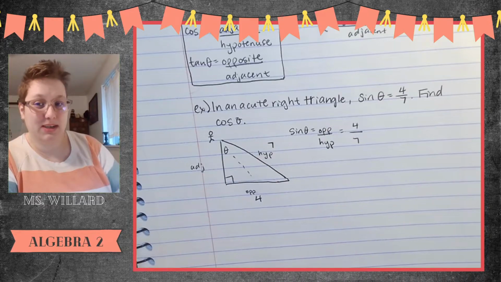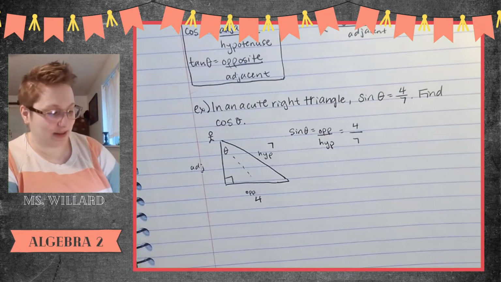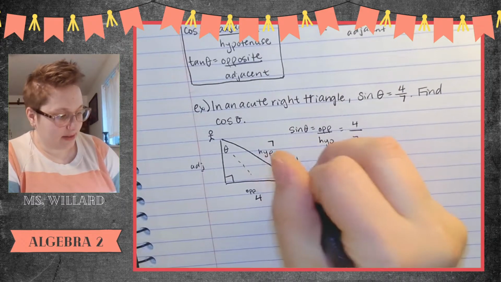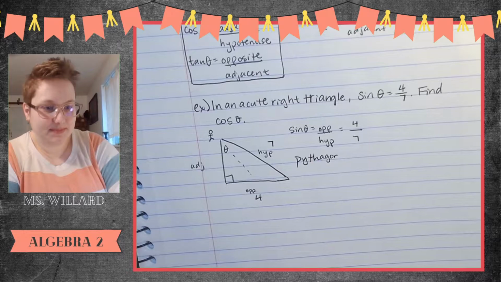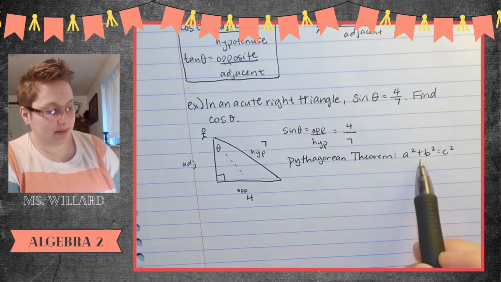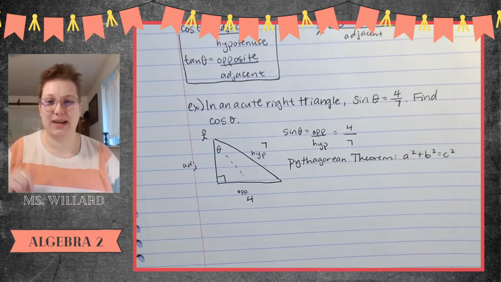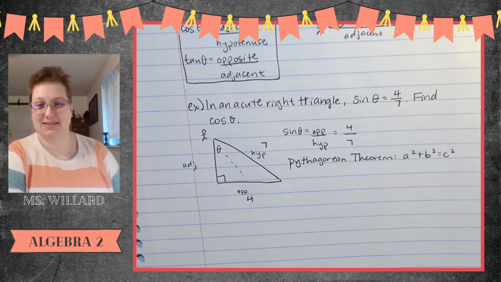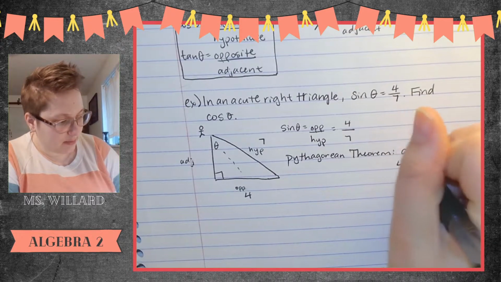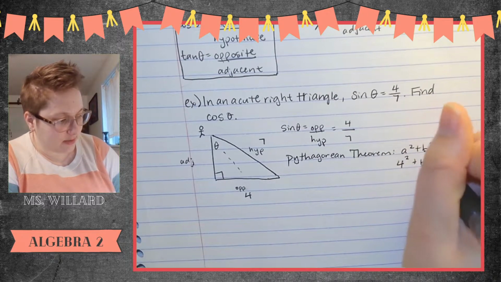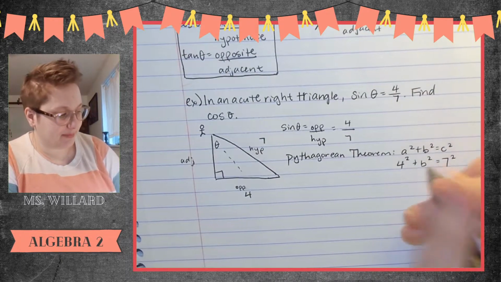Well, we're going to use, not trigonometry, sorry, we're going to use the Pythagorean Theorem. So here's a reminder of the Pythagorean Theorem. In the Pythagorean Theorem, we do a squared plus b squared equals c squared. Now c is always the hypotenuse, but a and b can be either the adjacent or opposite sides, so the two legs. So we can say that 4 squared plus b squared equals 7 squared. c is always the biggest one. The other two don't really matter.